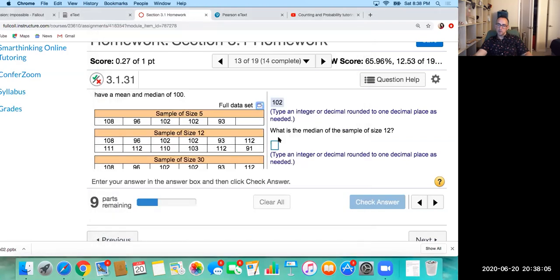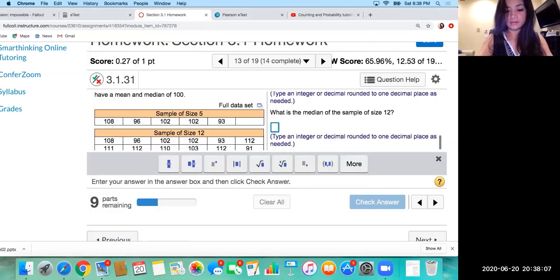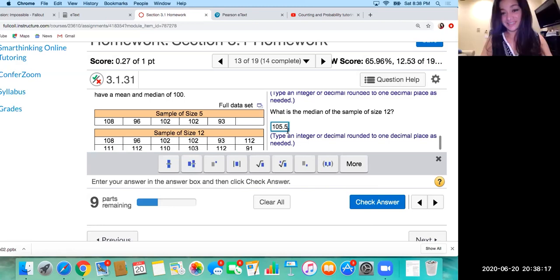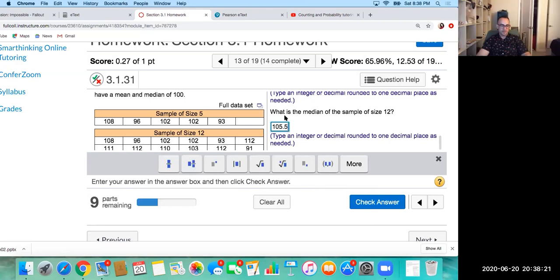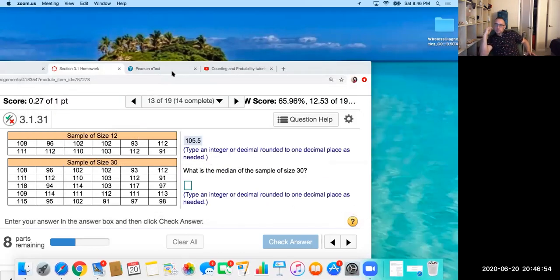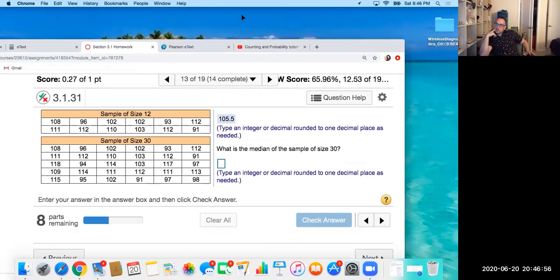StatCrunch is way better. This is so much easier. Of course, you don't have to plug the data in. You save so much time, right? StatCrunch, man, it's the way of the future. There you are. You're back on. This is cool.